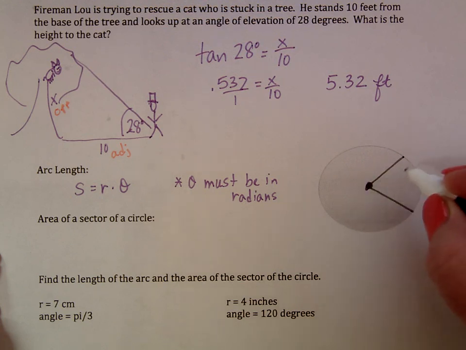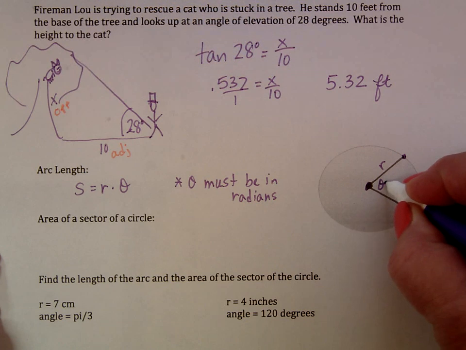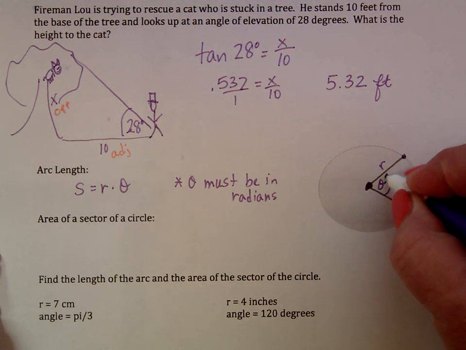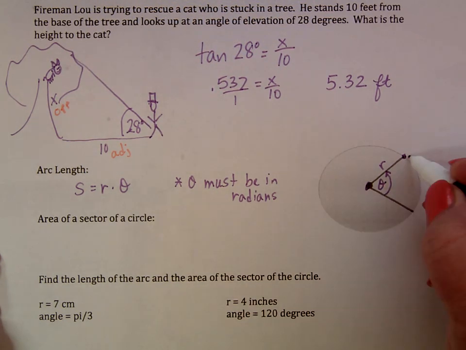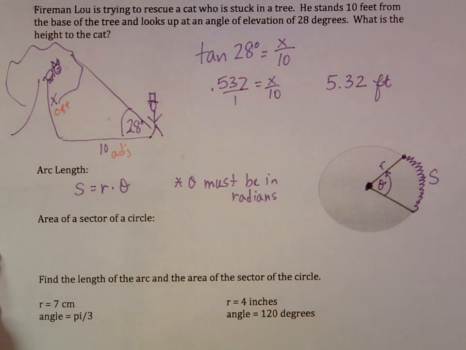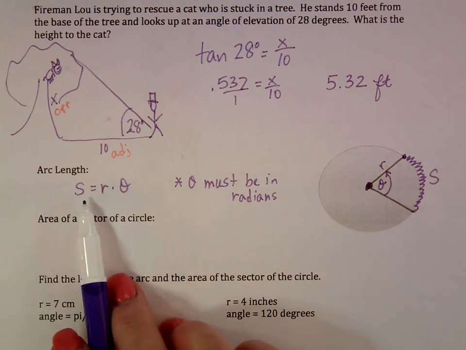to the edge of your circle, that's your radius. The angle is this guy in here. This angle would be your central angle. And S is like the crust on the pizza. That's what we were talking about when we did this. That's the S value. So if I want to know how long the crust on the pizza is, this is the formula that I'm going to use.